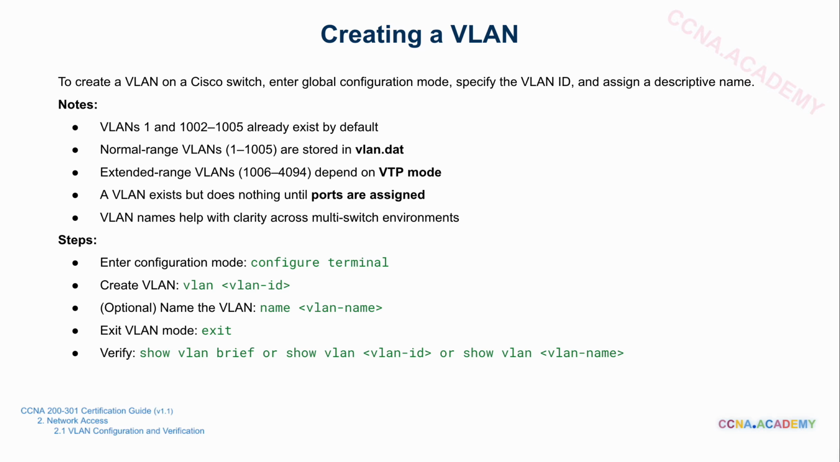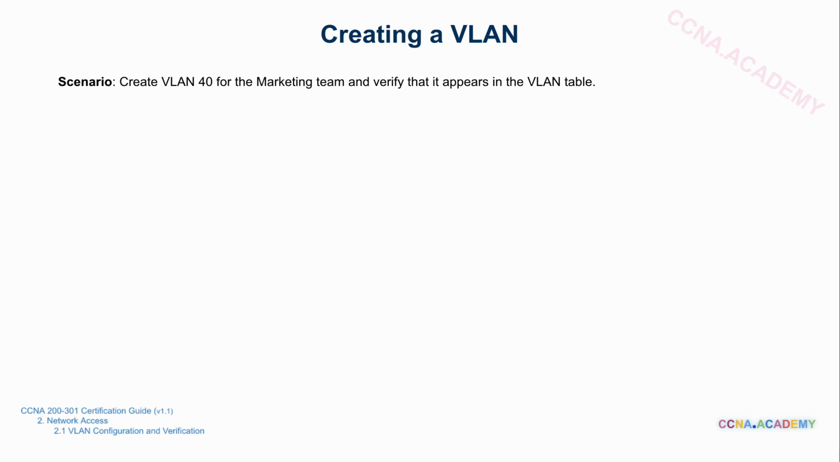Once created, the VLAN exists logically on the switch. A descriptive name can then be assigned to make administration easier. At this stage, the VLAN does not affect traffic until ports are assigned to it. In this scenario, a new VLAN is required.